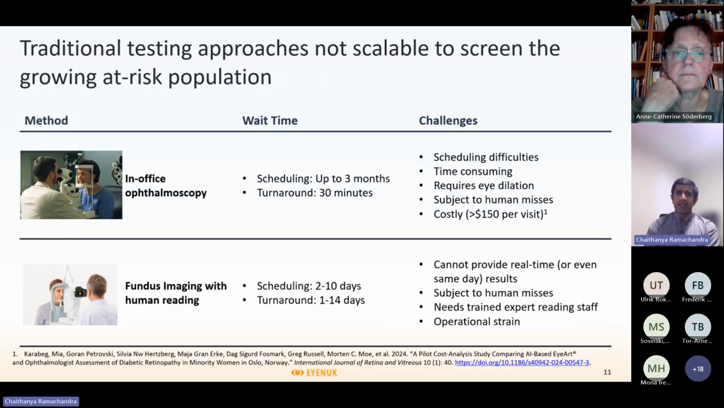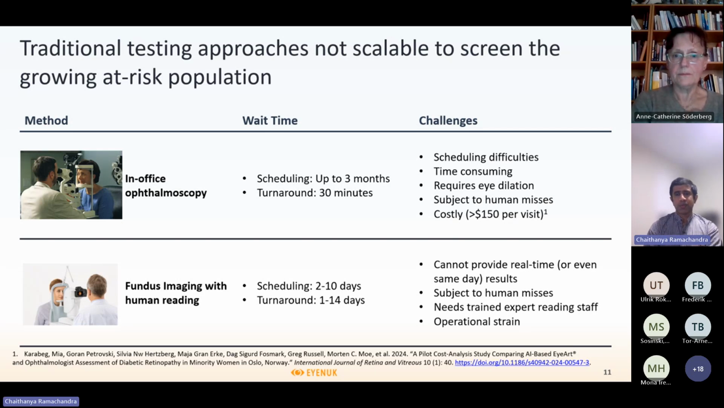If one looks at traditional testing approaches to do this, they're simply not scalable. One, because of what I mentioned, that there is a growing at-risk population. So it's a really large population that one has to address. Now, if we zoom in and look at the current methods that get used, there is the in-office ophthalmoscopy, or there could be fundus imaging with human reading, by human experts. Now, both of these have challenges of their own.